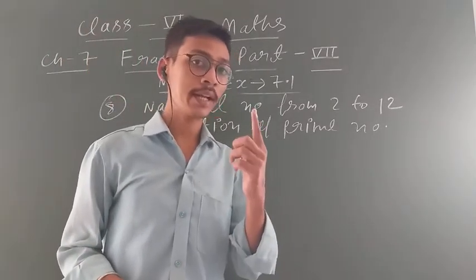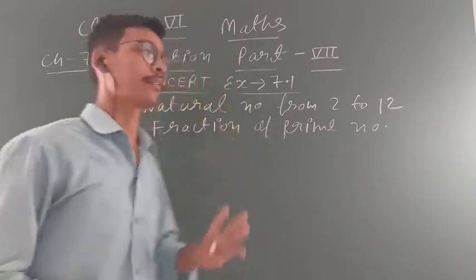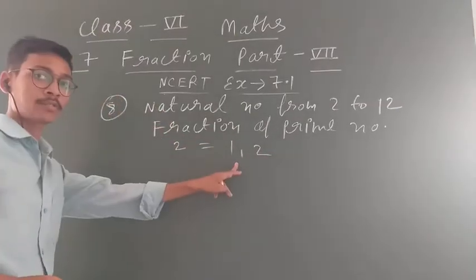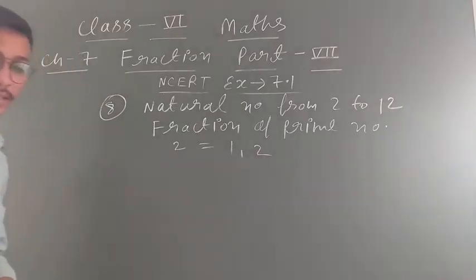One is one and the number itself. Like 2. 2 is a prime number. Its factors are 1 and 2. It is divisible by 1 and it is divisible by 2. Only two factors. Okay, student.